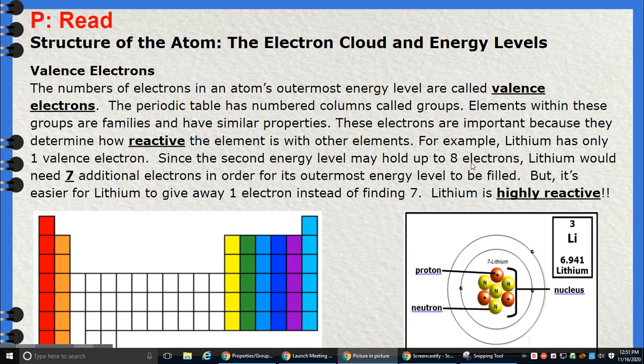Since the second energy level may hold up to 8 electrons, lithium would need 7 additional electrons in order to fill its outermost energy level. But it's easier for lithium to give away 1 electron instead of finding 7. Lithium is highly reactive. So we could also say lithium is in group 1. All these elements have 1 valence electron. So they are all highly reactive. They all want to give away that 1 valence electron.